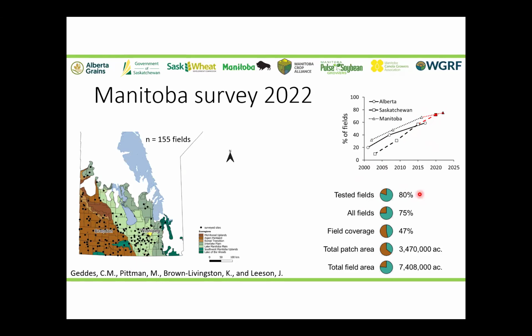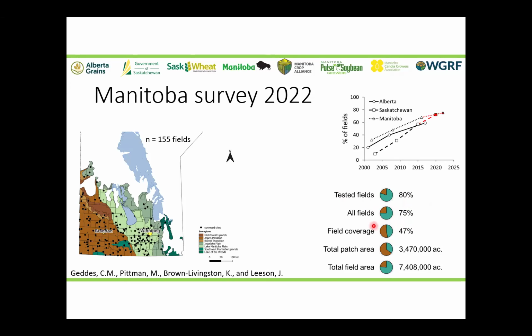And of the fields that we tested, 80% of them had at least 1 herbicide-resistant weed. When we extrapolate that up to the whole province, basically the 10 or 11 million acres of cropland, it's about 75% of the fields now. So 3 out of 4 fields now have at least 1 herbicide-resistant weed, which had increased from 68% in the last survey. And field coverage was pretty much about half the fields.